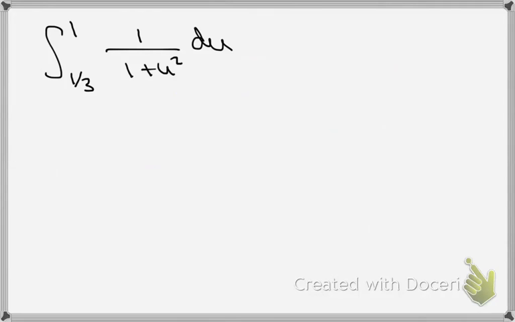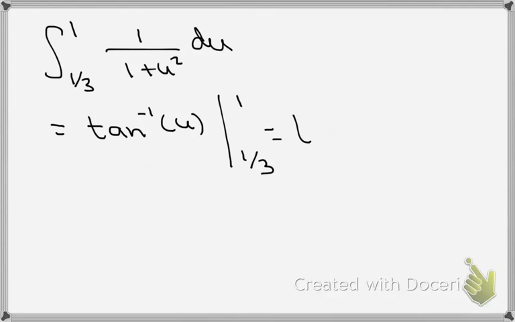And if you remember, that's going to be tangent inverse. So that means that this is equal to the tangent inverse of u, and I have to evaluate that between 1/3 to 1. So this is going to be equal to tangent inverse of 1 minus tangent inverse of 1/3. So for all intents and purposes, I'm done with the definite integral.